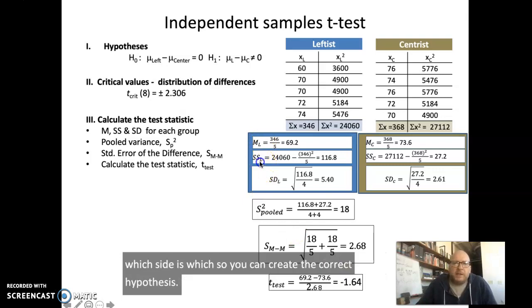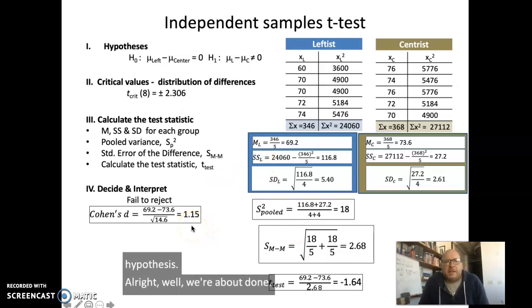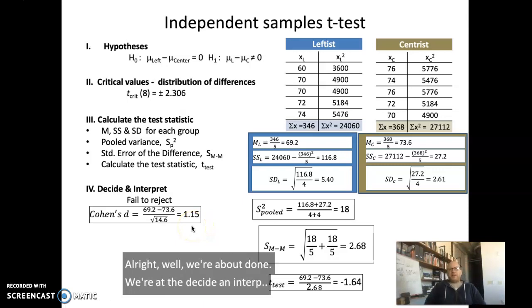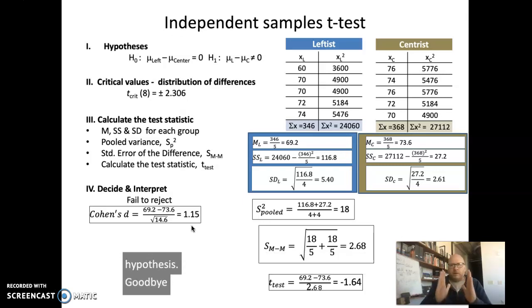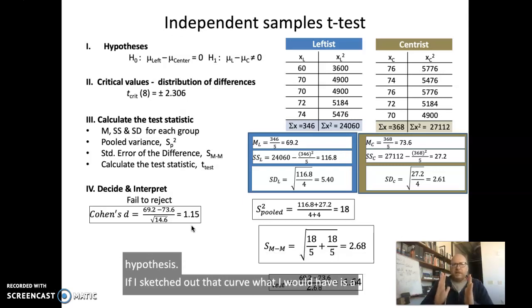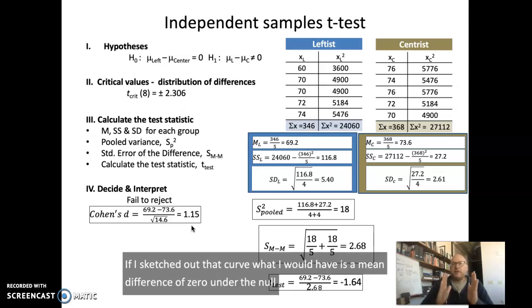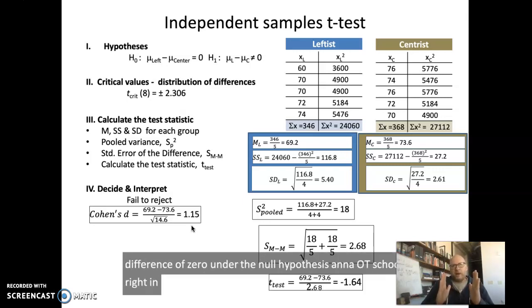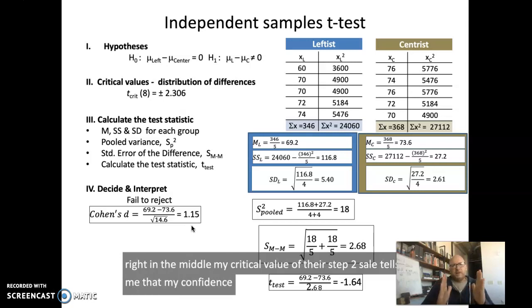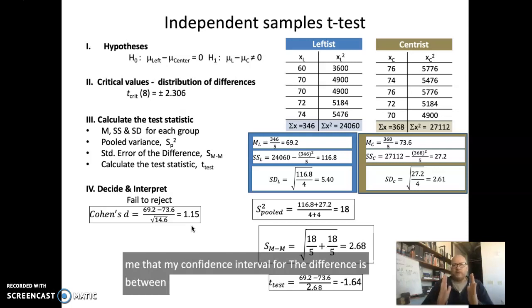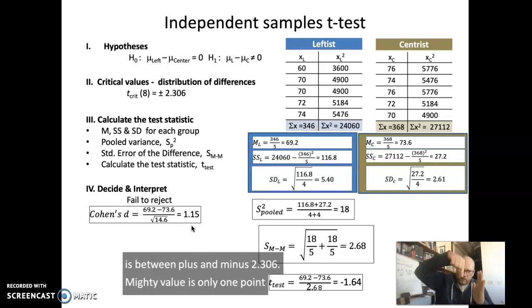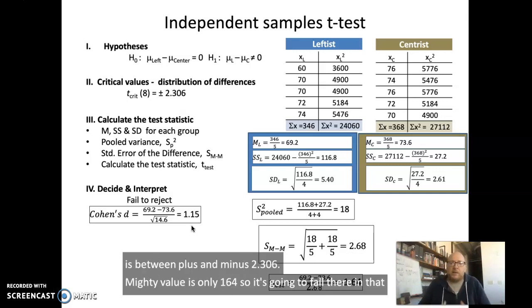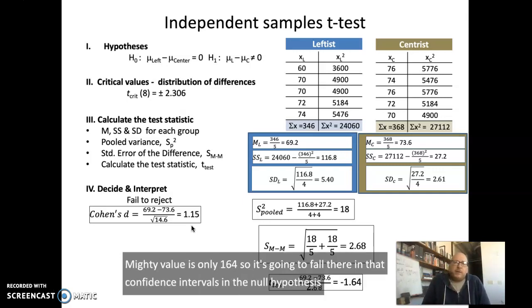All right, well, we're about done. We're at the decide and interpret stage, and my decision here is fail to reject the null hypothesis. If I sketched out that curve, what I would have is a mean difference of 0 under the null hypothesis and a 0 t-score right in the middle. My critical value up there in step 2 tells me that my confidence interval for the difference is between plus and minus 2.306. My t-value is only 1.64, so it's going to fall in that confidence interval. It's in the null hypothesis region. So we're not able to reject the null hypothesis.